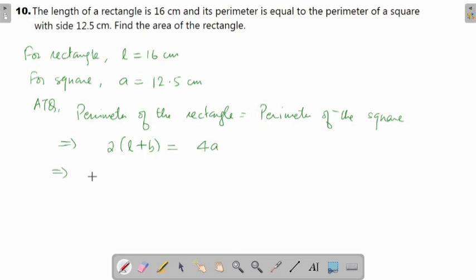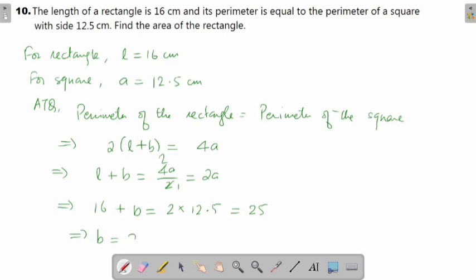Now let's put the values. So bring this 2 to the denominator. You get L plus B is equal to 4a by 2, which is 2a, right? This 2 gets cancelled, so you get 2a. Now L is given to be 16, B is not given, 2 into a is given to be 12.5. So multiply these two. 2 into 12.5 will be exactly 25. So from here, what is B? B will be 25 minus 16, which is 9.